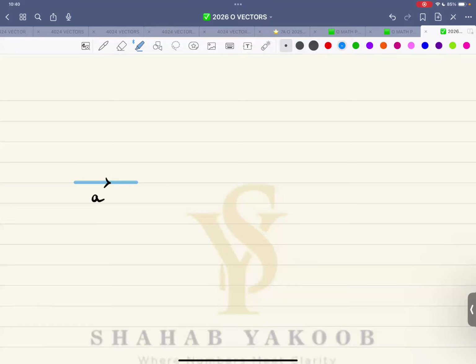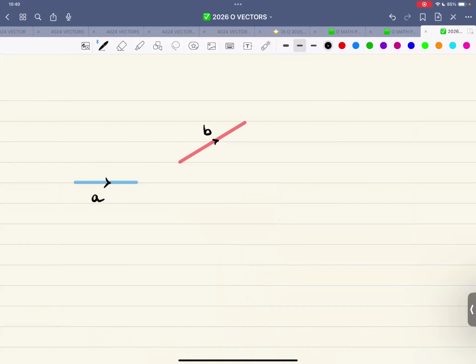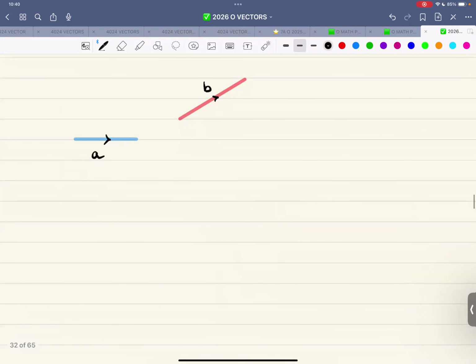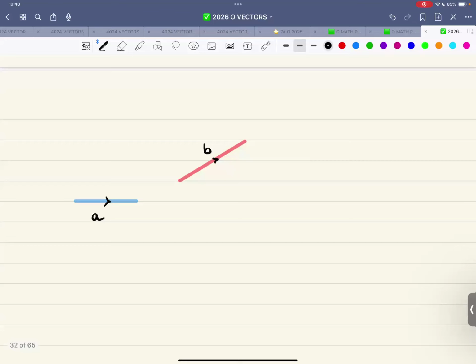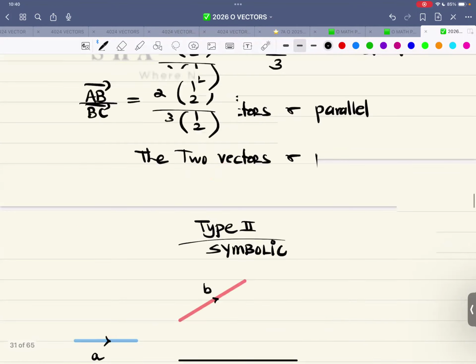That is the vector A. And the other one, that is the vector B. And now what I'll do is some addition and subtraction of these. So now this is the second type, type 2, let me call it. Type 2 vectors are symbolic. It's not coordinate geometry, it will be diagram based.